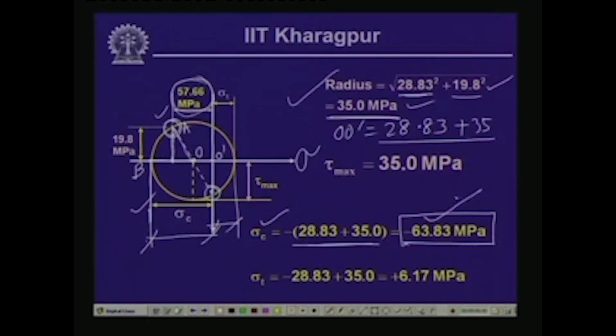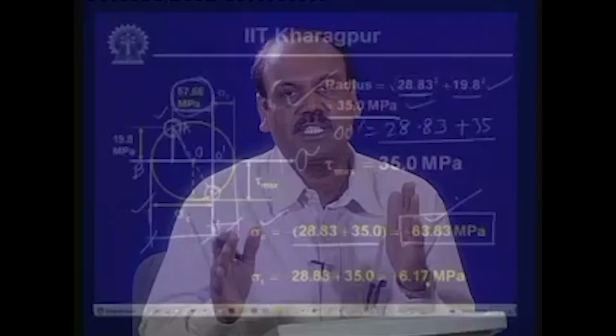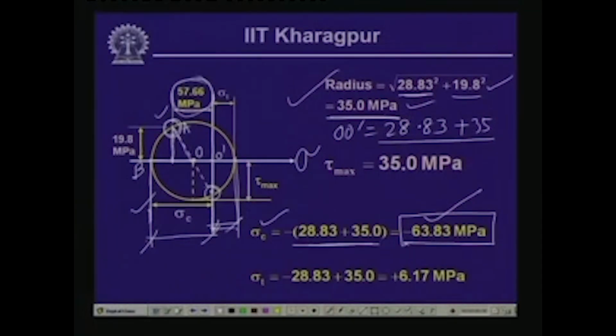So, this is the magnitude, 63.83 megapascal, the compressive stress occurring at that particular point. On the other side, the positive value of the Mohr circle gives the normal stress of positive magnitude: 28.83 is this particular distance, and the radius is equal to 35. If we add that, we get 6.17 megapascal, and this is the value of the maximum tensile stress.